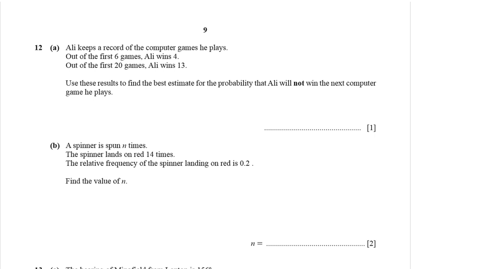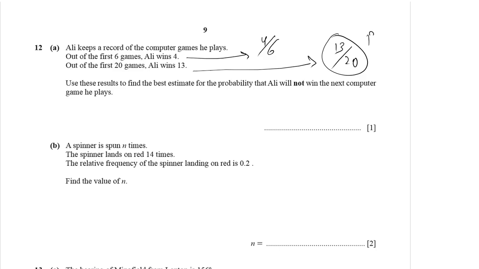Ali keeps a record, and we estimate the probability that Ali will not win the next computer game. So probability is basically related to statistics, and in all kinds of statistics questions, if you have a bigger sample space, your result will be more accurate. So from our first information we have the probability that is 4 out of 6, and from the other we have probability that is 13 out of 20. So this is a bigger sample.